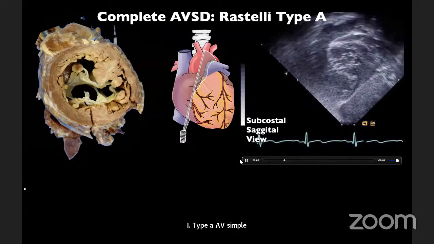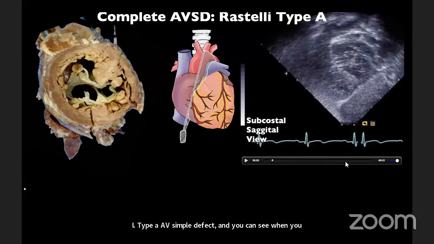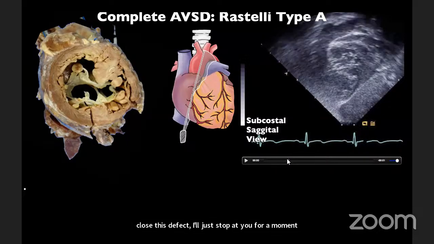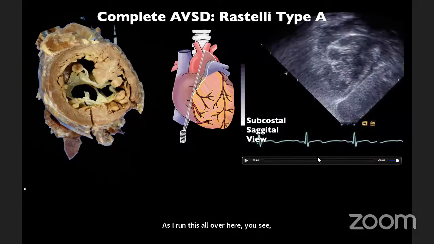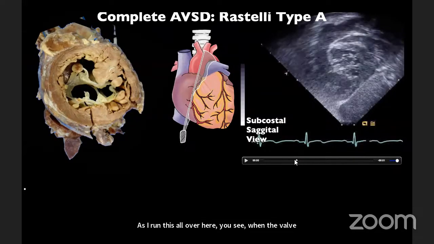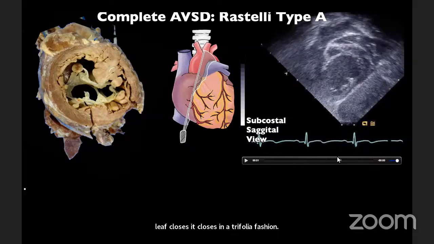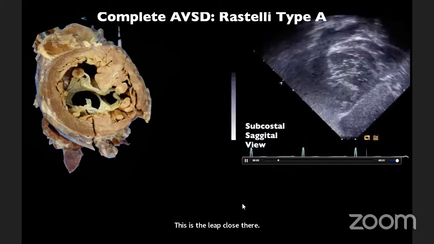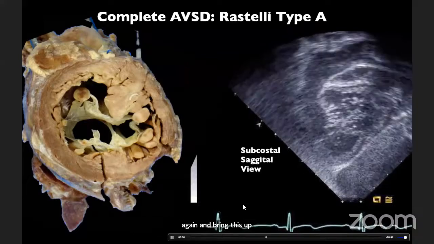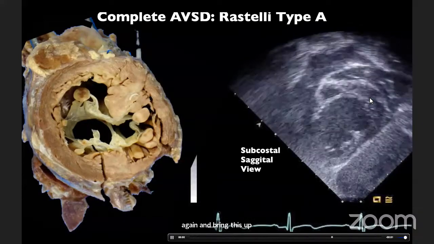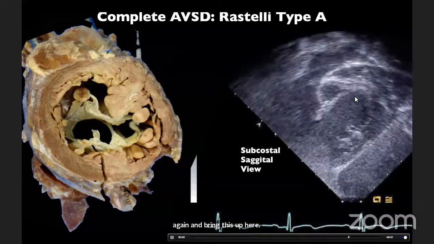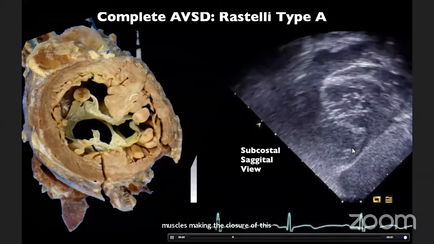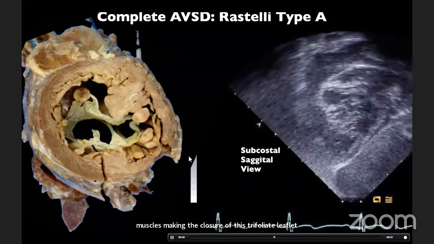And you can see when you close this defect, I'll just stop it here for a moment. As I run this all over here, you see when the valve leaflet closes, it closes in a trifoliate fashion. There's the leaflet closed there. Let me let that play again. And I'll bring this up here. And yeah, I think in real time, you can see the papillary muscles making the closure of this trifoliate leaflet of the AV septal defect type A.